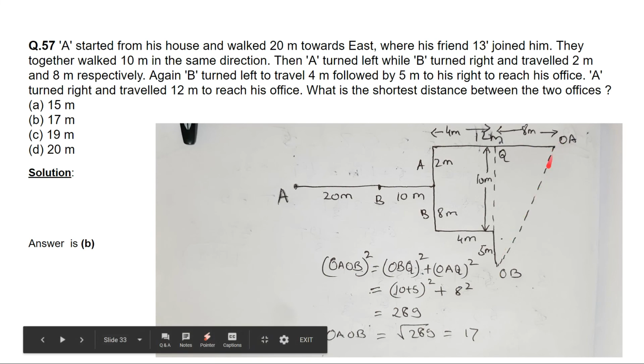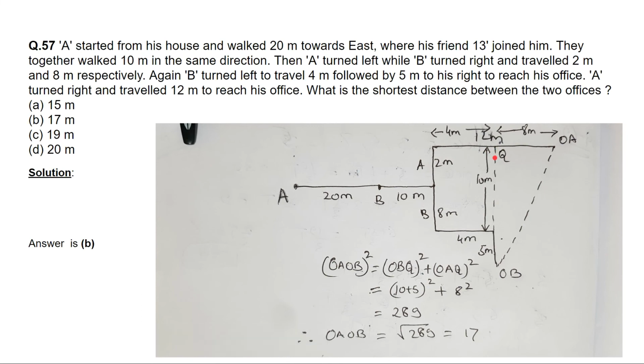A, after going 2 meters here, takes a right and he travels 12 meters to reach OA. That is the office of A. So we have to find the shortest distance between OA and OB. This is going to be the shortest distance. So this is a simple Pythagoras theorem problem.